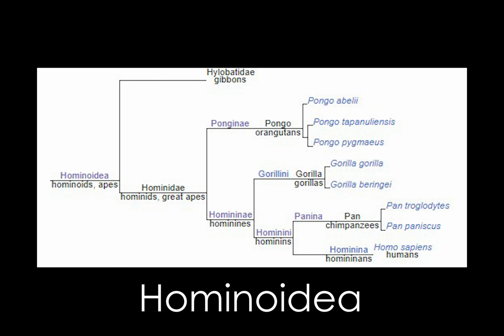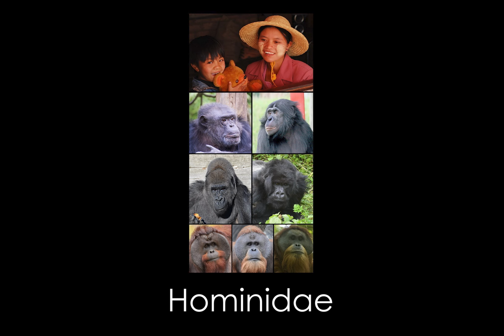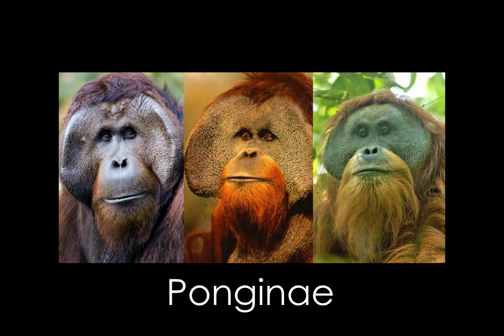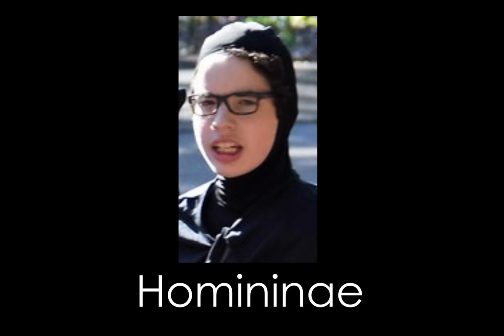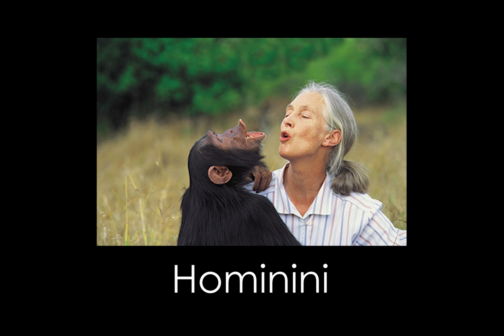apes. Hominoidea can then be divided into two families, the Hylobatidae, which contains the gibbons, and the Hominidae, which contains the great apes. Great apes can then be divided into two subfamilies, the Ponginae, which contains the three species of orangutan, and the Hominidae, which contains the remaining great apes. Hominidae then contains two tribes, the Gorillini, which contains the two species of gorilla, and the Hominini, which contains chimpanzees, bonobos, and all hominids. Chimpanzees and humans diverged around 7 to 8 million years ago for those wondering.